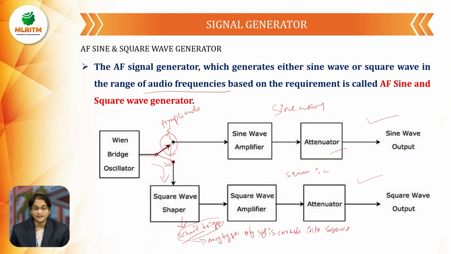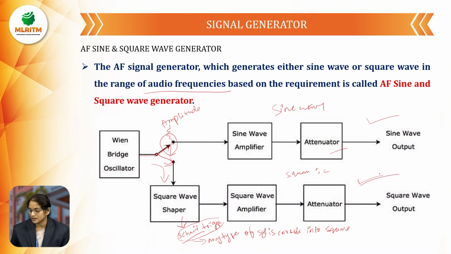Any type of wave is converted into a square wave by the square wave shaper. With the help of the shaper, we shape the signal and give it to the square wave amplifier, which amplifies it and gives it to the attenuator, which attenuates the signal. Whatever frequency we select here, the same frequency is applied for the sine wave and square wave. We get the square wave signal here.